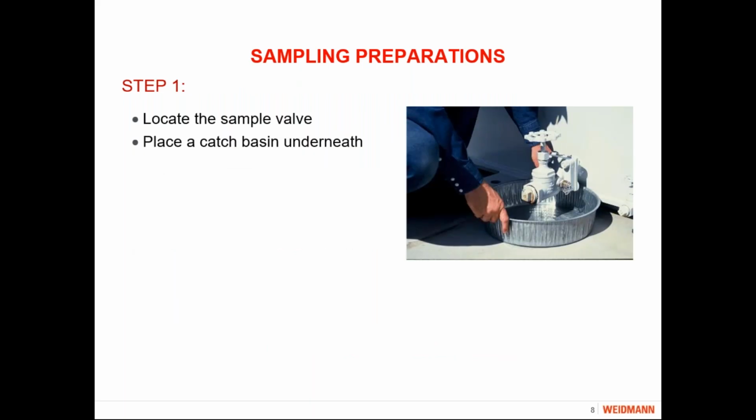So what do you do to take a sample? Well, the first thing you should do, obviously, is locate where your sample valve is. These are on transformers, usually close to the bottom of the tank. They can be on any of the four sides. Quite often they're close to where the control cabinet is, but do a quick walk around and find out where the sample valves are. If you look at the picture here, you can see what a typical sample valve looks like.